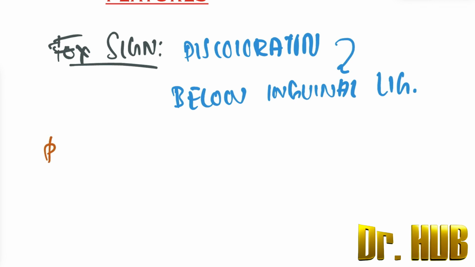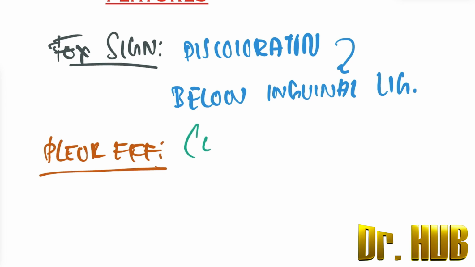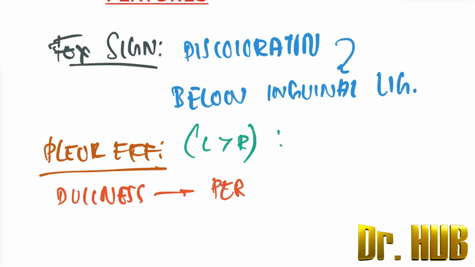Next we move on to the pleural effusion. In pleural effusion, the left is greater than the right, and there is dullness on percussion. There is also decreased breath sounds.